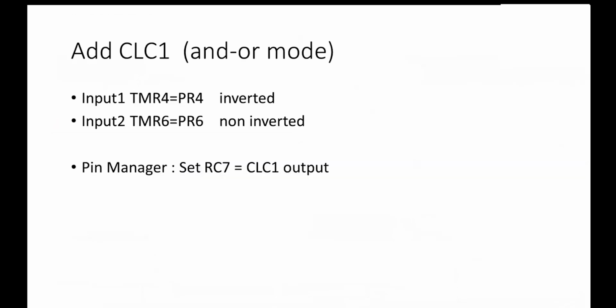So my CLC is going to be in AND OR mode. One input is going to be timer 4 inverted. Remember I said not timer 4. And the other one's going to be timer 6, not inverted. And then the output of that is what drives my servo. So that goes to a pin in the side of the chip.